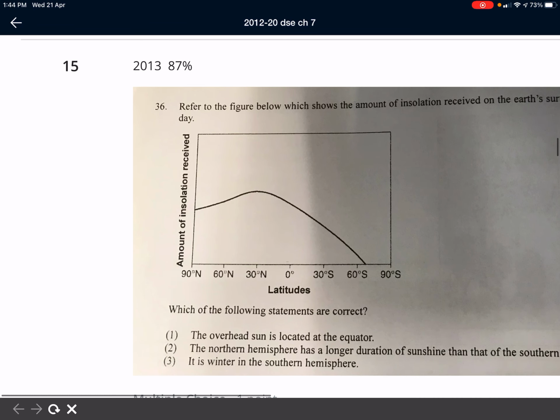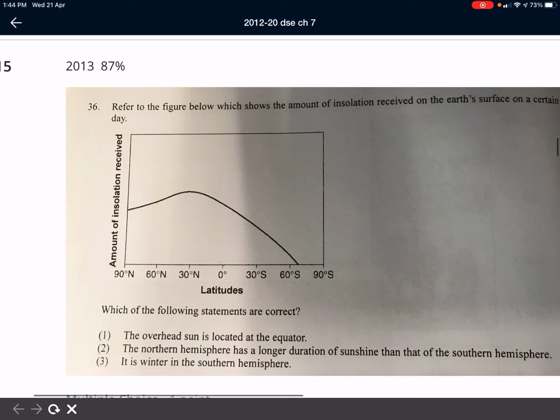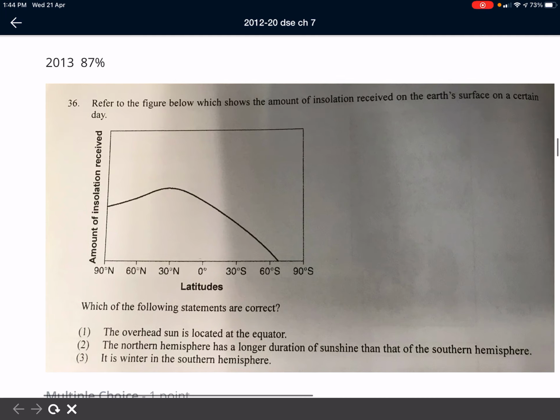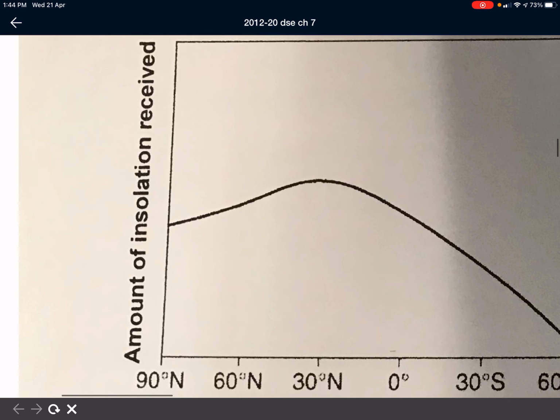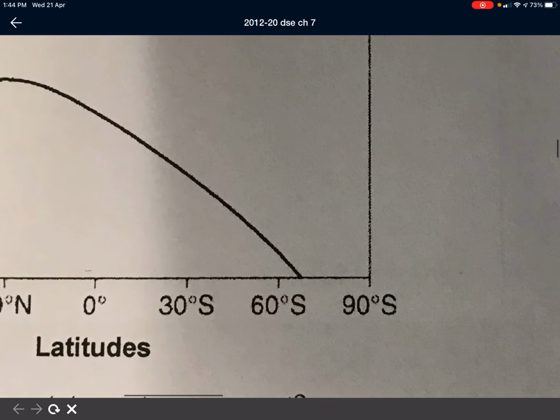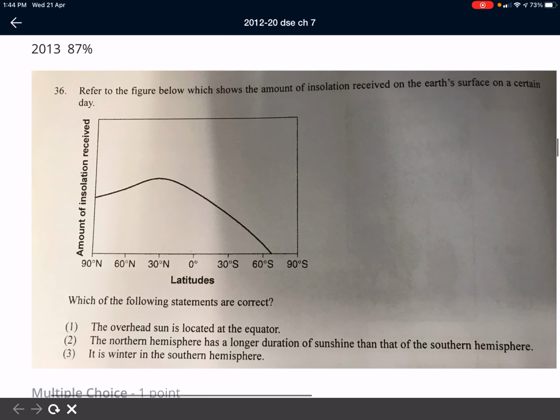Okay, this one, number 15. This one refers to the amount of insolation. When you see the word insolation, it is always talking about the sunlight, okay? And you can see the amount of insolation is high in the northern hemisphere. It's quite high on this side, the northern hemisphere. But for the southern hemisphere, it's not that high, okay? So which of the following are correct?